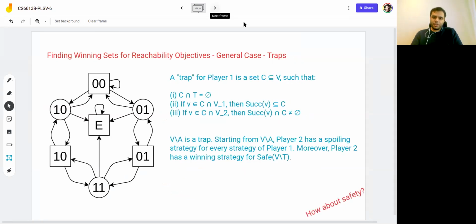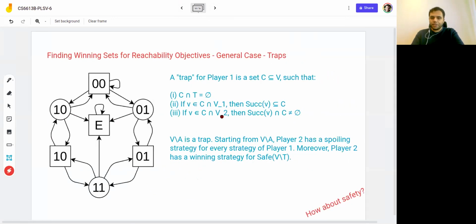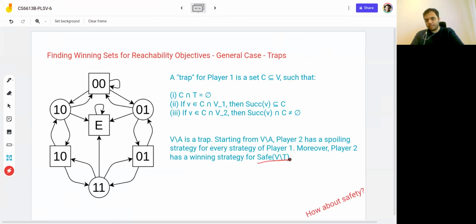In other words, my question is this. If I'm in V minus A, if I'm in a vertex that is not in my attractor, then can I be sure that there is no winning strategy for player 1? And the answer is actually yes, because there is a winning strategy for player 2 for this objective. So according to the duality, we know that if the objective of player 1 is to reach T, then its dual for player 2 is to stay in V minus T.